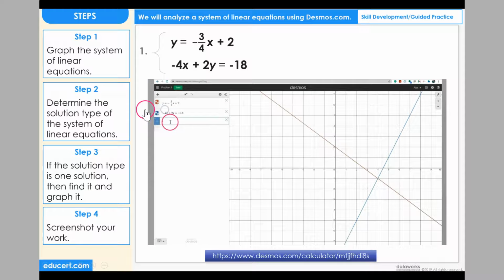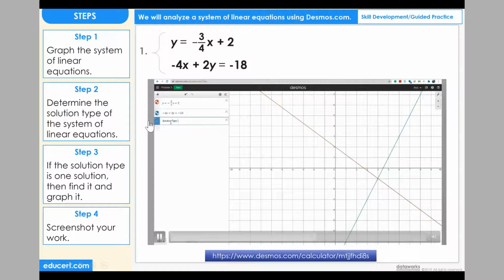Let's watch. Plus button, note, solution type, one solution. Step 3. If the solution type is one solution, which it is, then find it and graph it. So now we want to focus on what is that one solution? What is that location here?